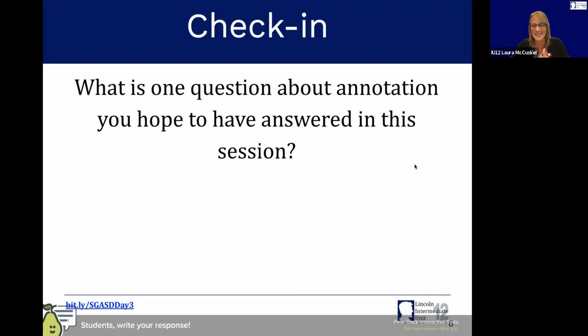Okay, fresh ideas on how to use it in secondary classrooms. What else? All right, well, hopefully I can meet your needs for that during our session today.